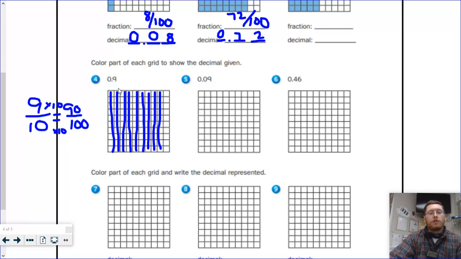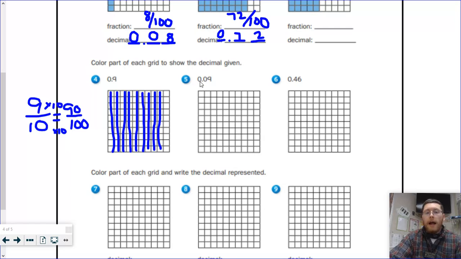All right. So I have 1, 2, 3, 4, 5, 6, 7, 8, 9 pieces. Okay, 9 longs out of a possible 10. Or if I were to count each one of these individual ones, there would be 90 individual unit cubes out of a total 100. All right, let me show you number 5 because number 4 and number 5 look very similar. However, they represent different fractions and decimals.